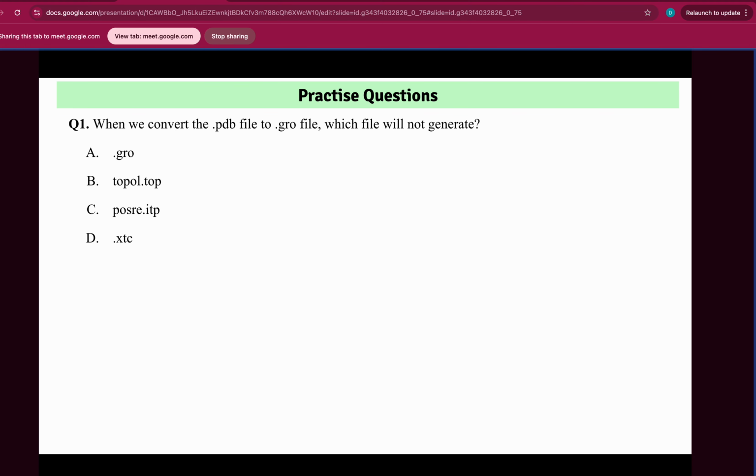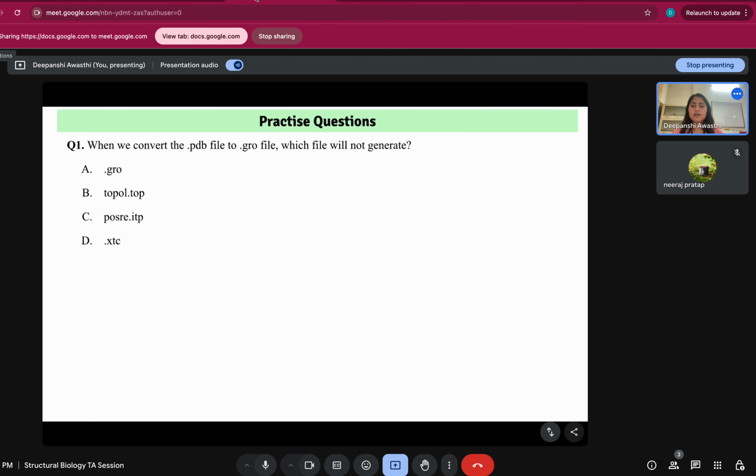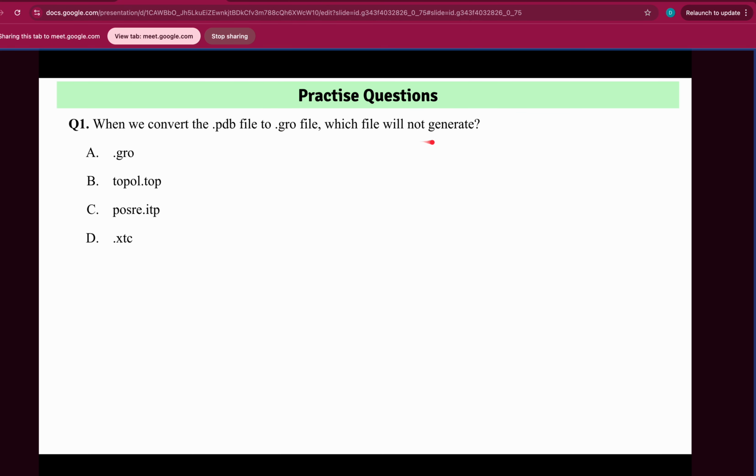So now we'll quickly practice a few MCQs. The first question is, when we convert the PDB file to .gro file, which file will not be generated? These are the options: .gro, topol.top, posre.itp and .xtc. Okay, let's see the right answer.